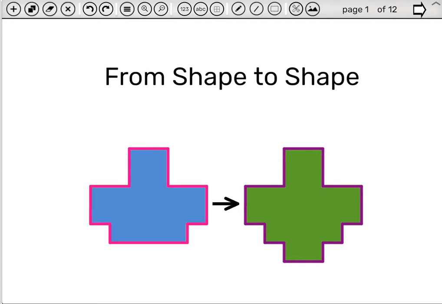Welcome to the lesson From Shape to Shape. This lesson is recommended as the second lesson in the topic of perimeters, right after the racing turtles.